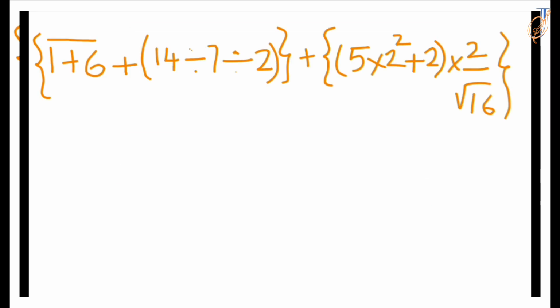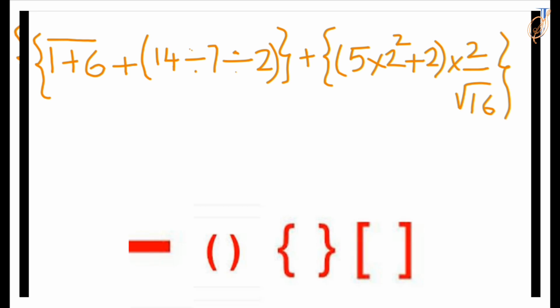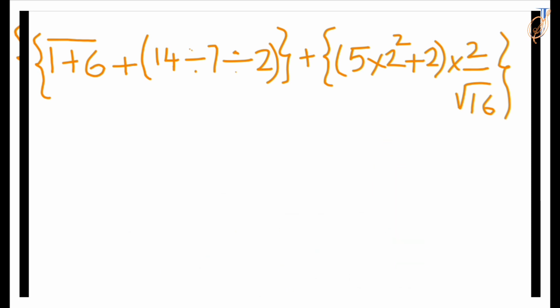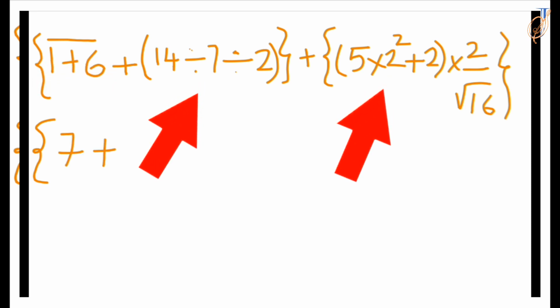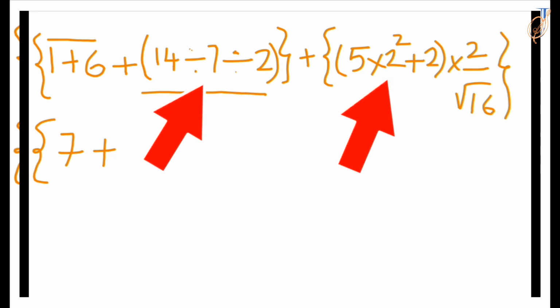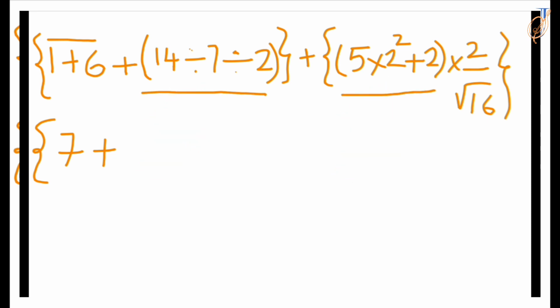Here, you have to start with the parenthesis. Parenthesis starts with line, small bracket, curly bracket, and big bracket. So the line under the numbers you have to solve first. So 1 plus 6 is 7. And then you go with small brackets. Here one small bracket is there and another small bracket is there. So you have to solve these two first, and solve the inside operations.